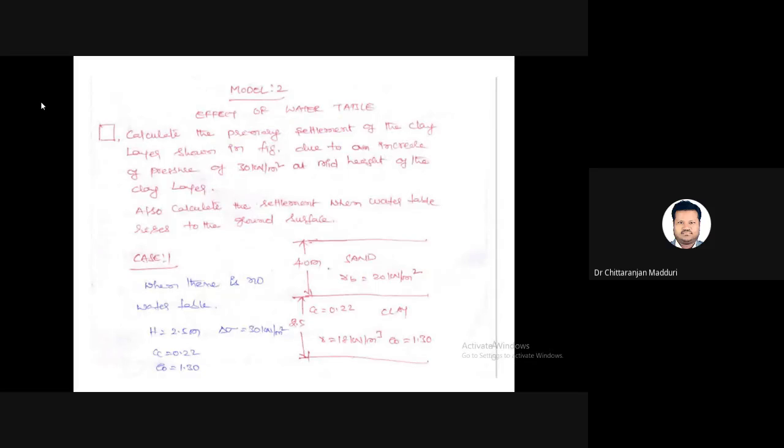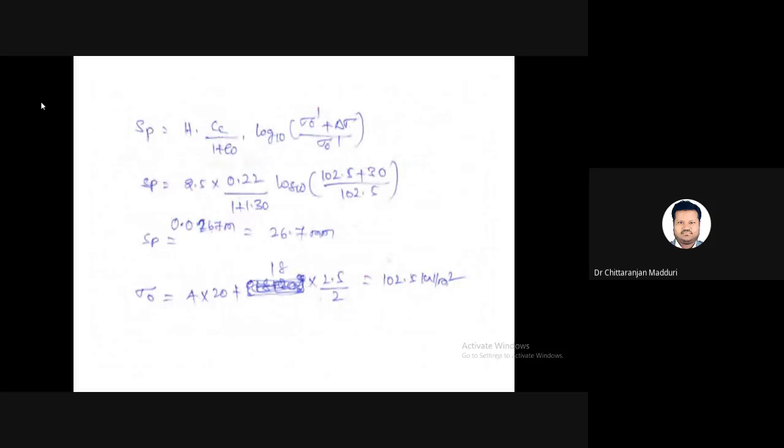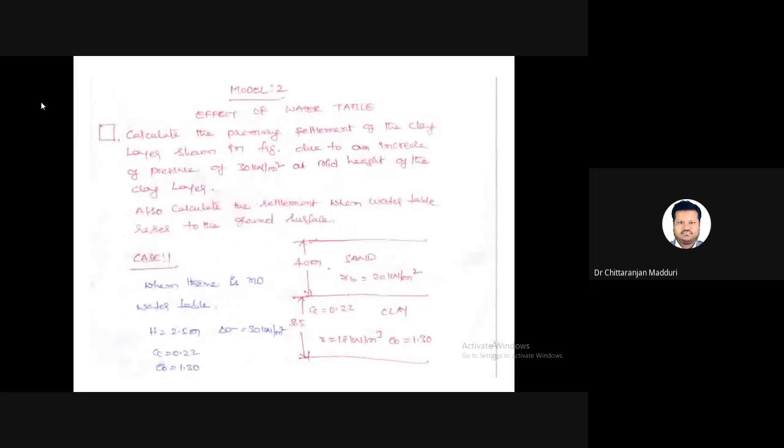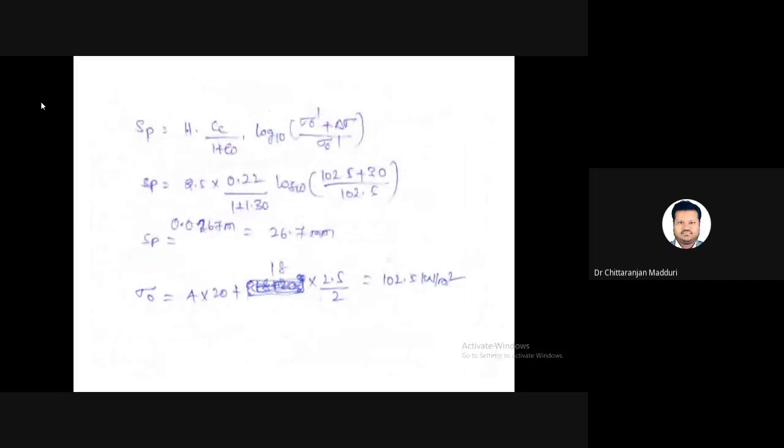Next, gamma equal to 18 kN per meter cube. So 18 into 2.5 by 2. Sigma naught equal to 102.5 kN per meter square. Then delta sigma equal to pressure at mid height of the clay layer, it is given in the problem, 30 kN per meter square. So if you apply all these values in the above equation, you will get sigma naught equal to 102.5 kN per meter square.